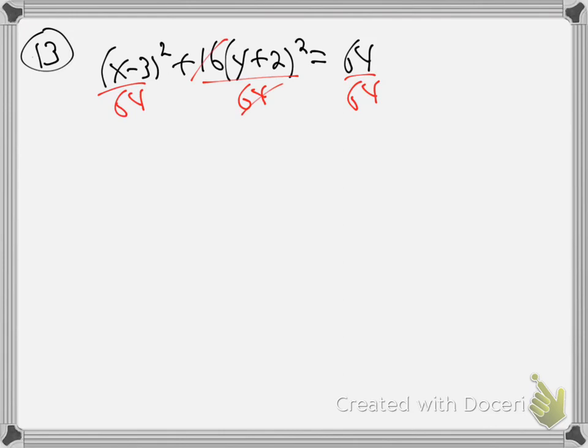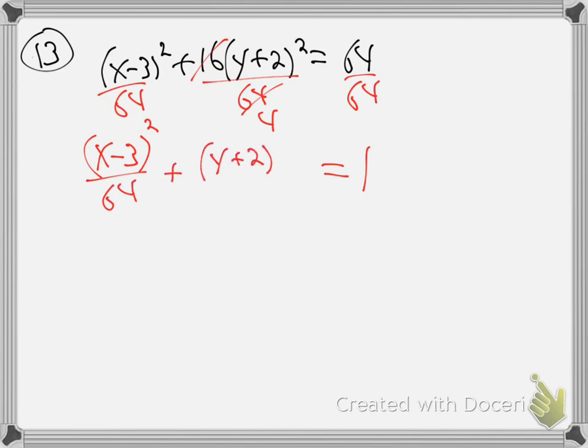So 16 goes into 64 4 times. That puts a 1. (x minus 3) squared over 64 plus (y plus 2) squared over 4. There we go. So now we can do all the rest, right? We can just make that 8 squared, 2 squared, and do the graph.